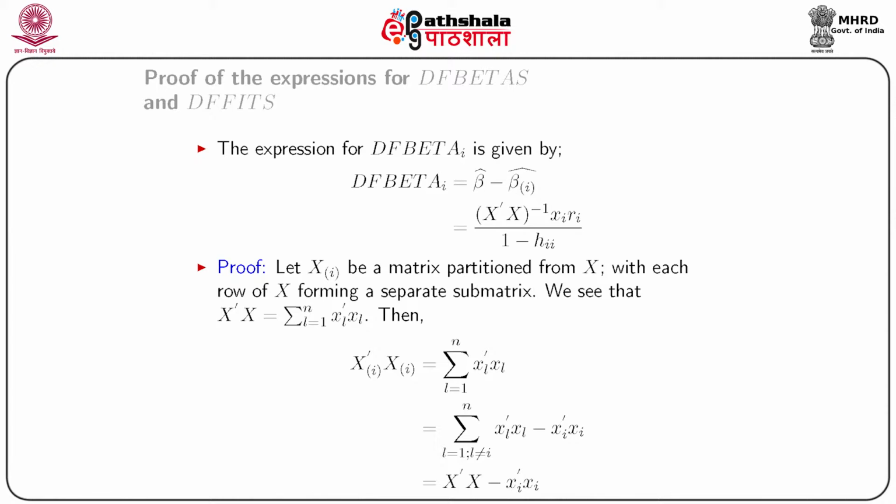actual expression for DFBETA in terms of the explanatory variable and the design matrix can be written as (X prime X) inverse x_i times r_i divided by 1 minus h_ii. Now let us derive this expression of DFBETA.